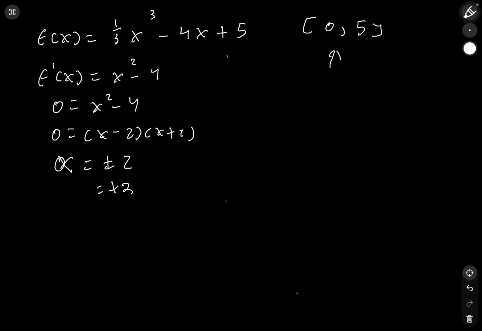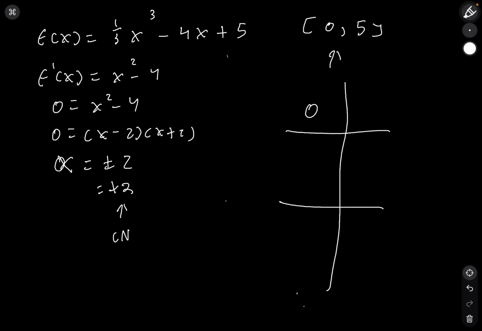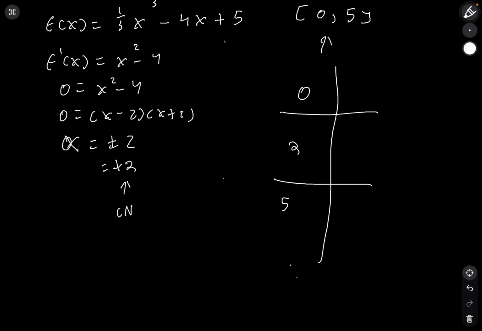And so this is where it gets a little different. Now we have 3 values that we have to worry about instead of just 2, since we're measuring the endpoints, but we're also measuring the critical number that we found to be inside of the domain of f of x. So from here, we just set up our little t-chart again: 0, 2, and 5. And now we just find all the values.